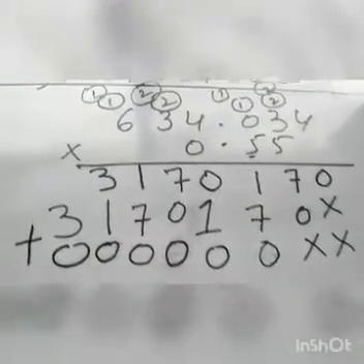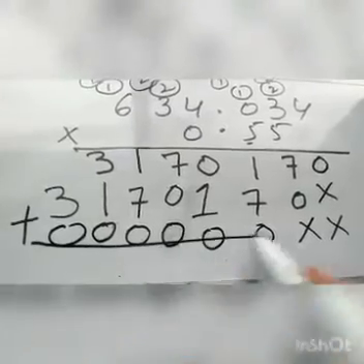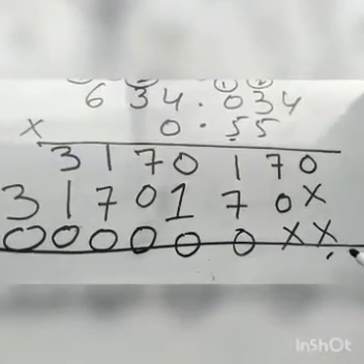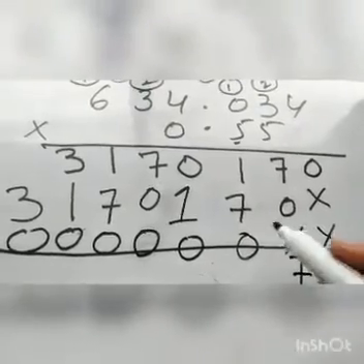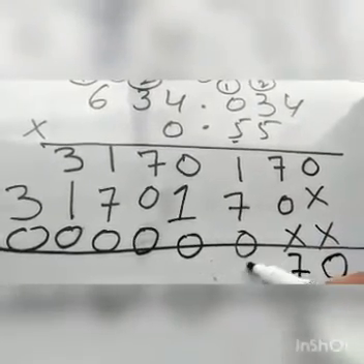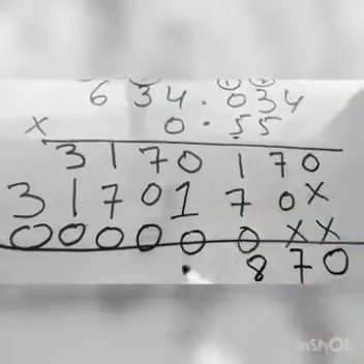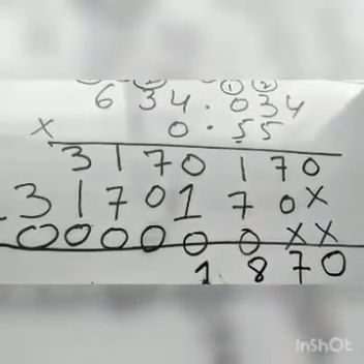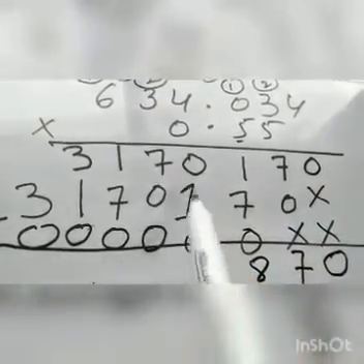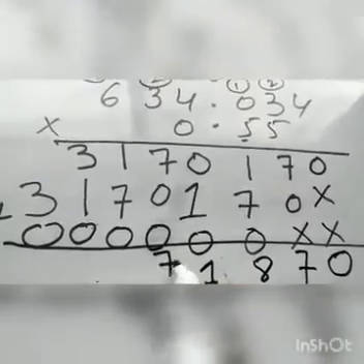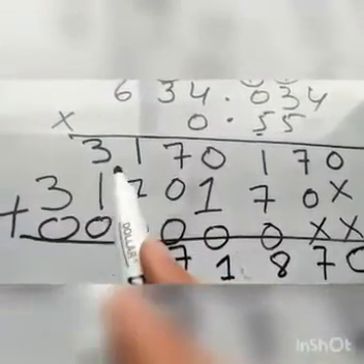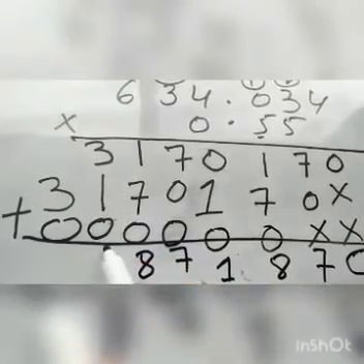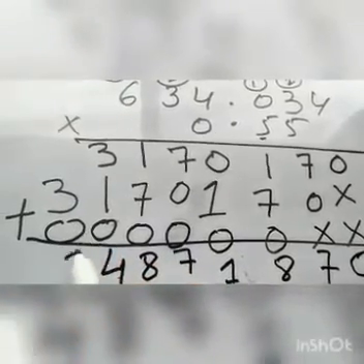Now we need to add together. 0 plus 0 is equal to 0. 7 plus 0 is equal to 7. 1 plus 7 is equal to 8. 0 plus 1 is equal to 1. 0 plus 7 is equal to 7. 1 plus 7 is equal to 8. 3 plus 1 is equal to 4, and 3.